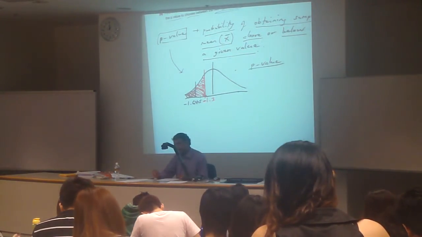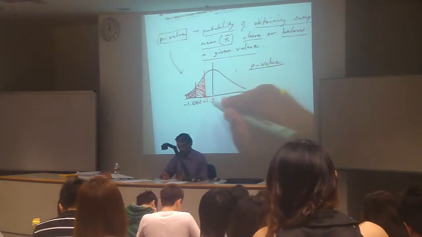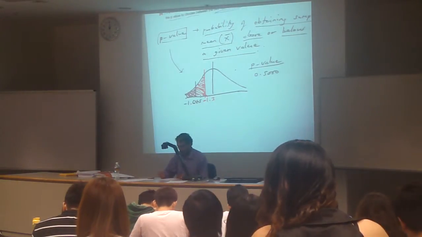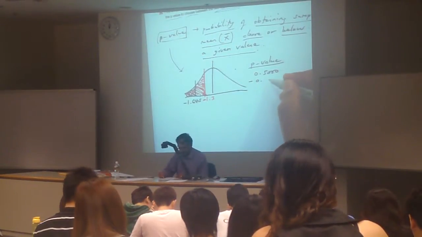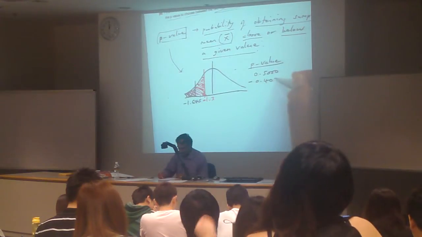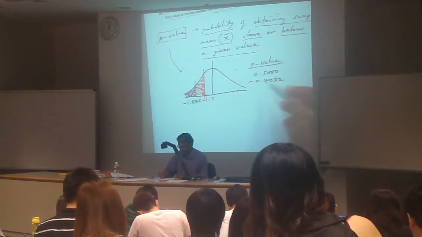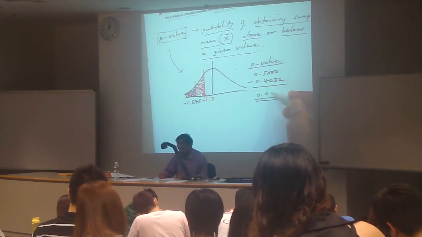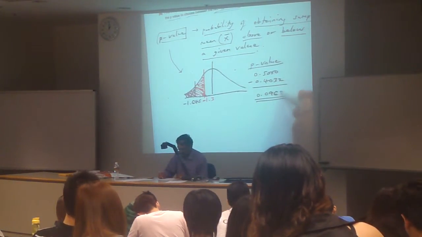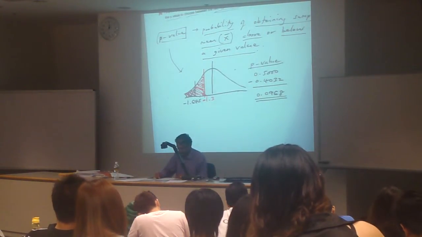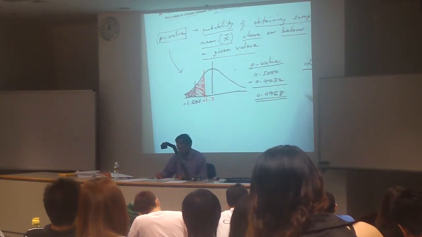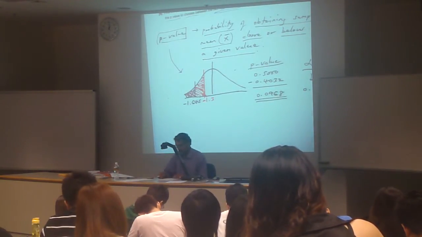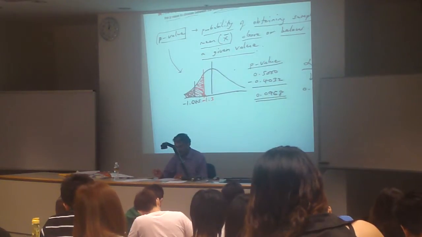how to read? Go back to your normal distribution table. Read 1.3. 0.5 minus 0.4032. 0.5 minus 0.4032 is 0.0968. Compare with alpha. Alpha is 0.05. If alpha is 0.05, it is 0.0968.